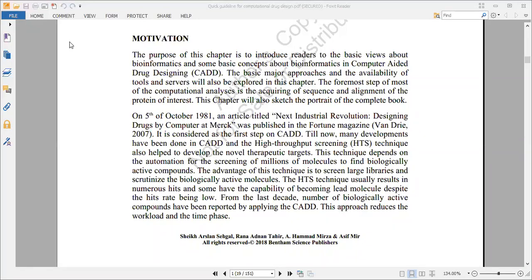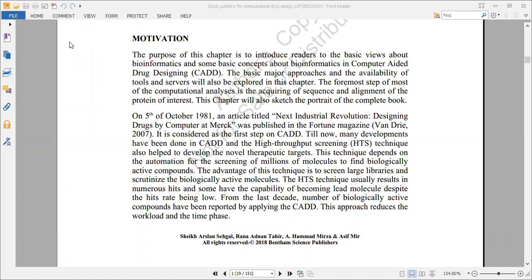Next. On 5th of October 1981, an article titled "Next Industrial Revolution: Designing Drugs by Computer at Merck" was published in Fortune magazine. It is considered as the first step in computer-aided drug design. Till now, many developments have been done in computer-aided drug design and high throughput screening.